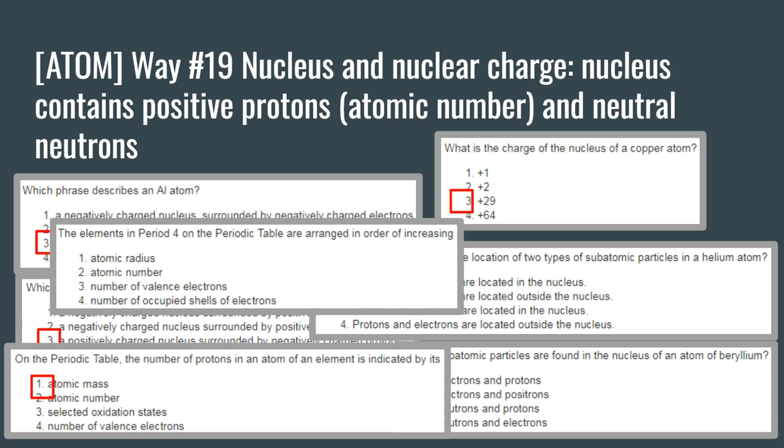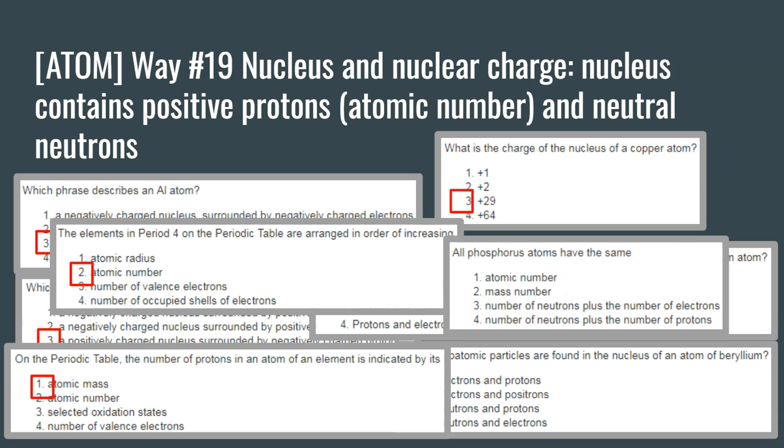Okay, looking at the periodic table and your reference table reveals that all the elements are arranged in order of increasing atomic number. And whenever we change that atomic number, we change the element identity. Last question. All phosphorus atoms have the same... Okay, the correct answer is atomic number.